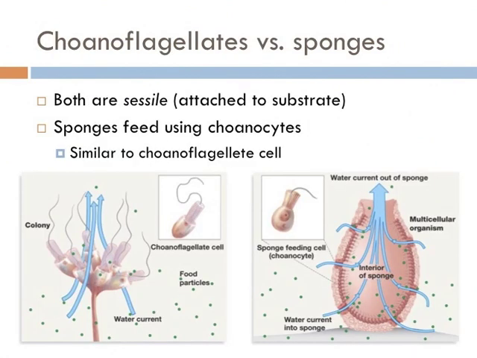Choanoflagellates are protists and are considered to be the closest living relatives to animals. Choanoflagellates are unicellular, whereas all animals are multicellular. Their closest animal cousin is the sponge. Both of these organisms are sessile, meaning that they're physically attached to a substrate, like a rock or coral. And choanoflagellates feed by attaching themselves to a substrate and catching food particles moving through the water.